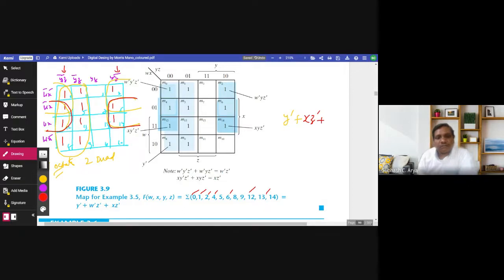Now coming to the second quad, made of these 2 ones and these 2 ones. Row wise w bar is covered, and column wise z bar is covered, so I write w bar z bar. So this is the answer. Let us check: y bar, w bar z bar, x z bar. This answer is correct. This is how it has been solved.